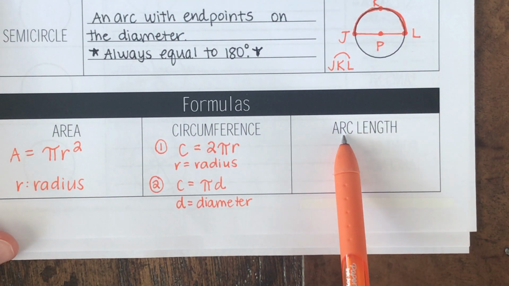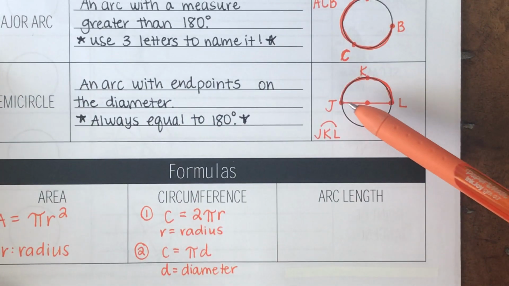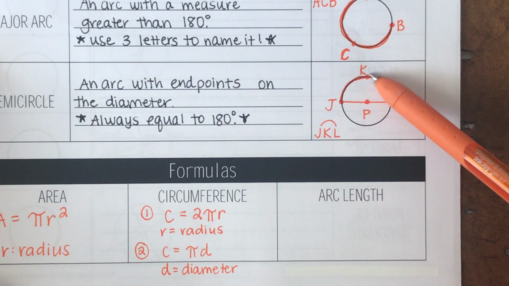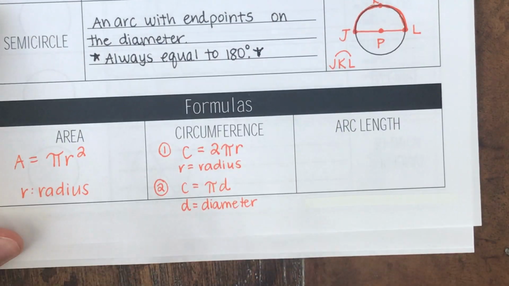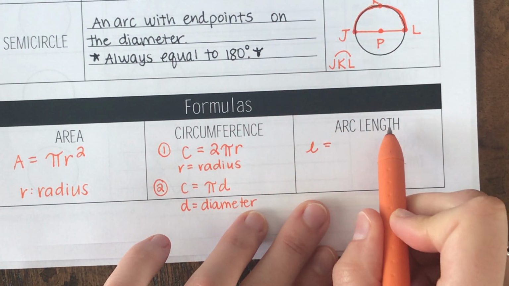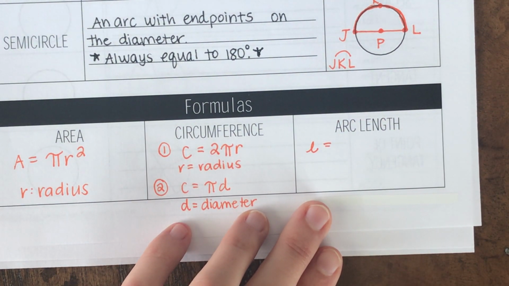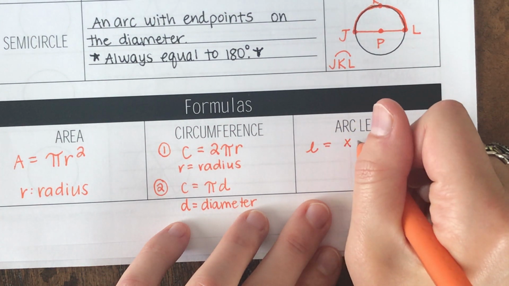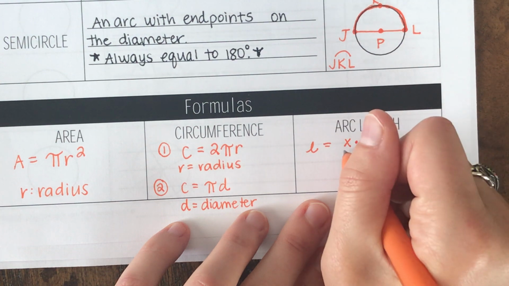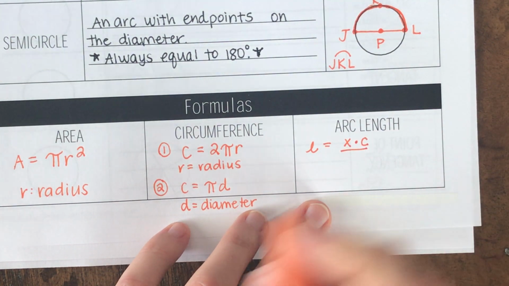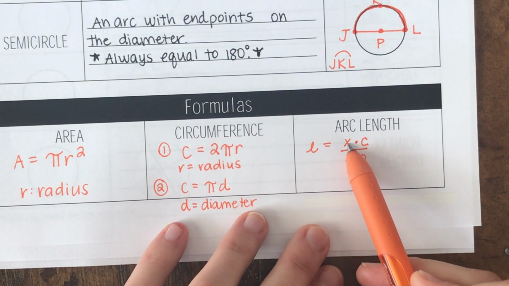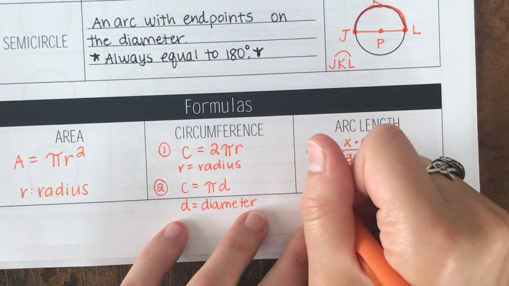Last equation is arc length. If I wanted to find the length of this arc right here, JKL, here's how I'd have to do it. I take L to be my arc length, and my arc length is X times C over 360. Now, the X is my degree of the arc.